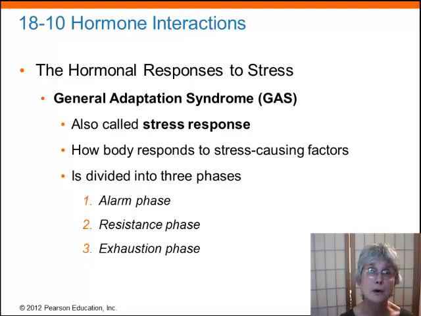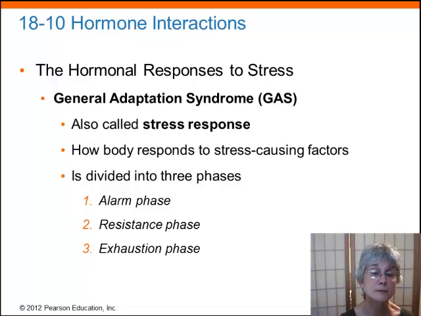But if you have a prolonged stress, a chronic stress, then you're going to move from the alarm phase to the resistance phase. And in really serious cases, typically things like starvation or deprivation, then you're going to get to an exhaustion stage. And at that point, the body's lost its ability to cope.